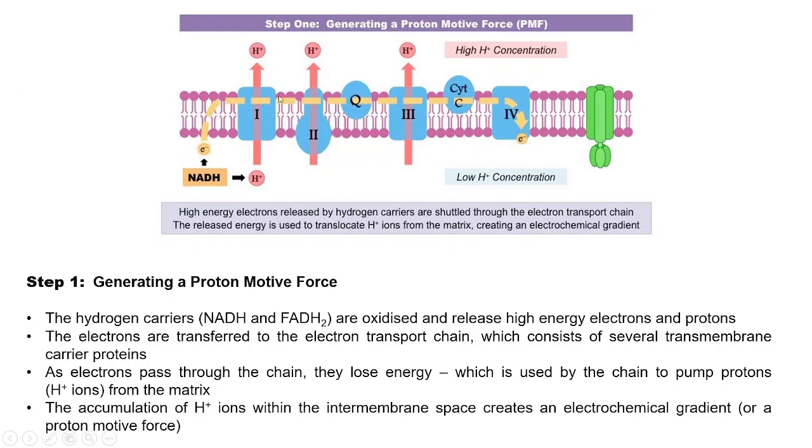The electron is moving through the transport chain, and the protons are being pumped outside, from the matrix to outside. Outside is high proton concentration, and still it's getting pumped outside. That's why energy is required. The accumulation of these protons within the intermembrane space creates an electrochemical gradient or a proton motive force. That is what PMF is. PMF is the proton motive force. So this is step 1: the proton motive force is generated.